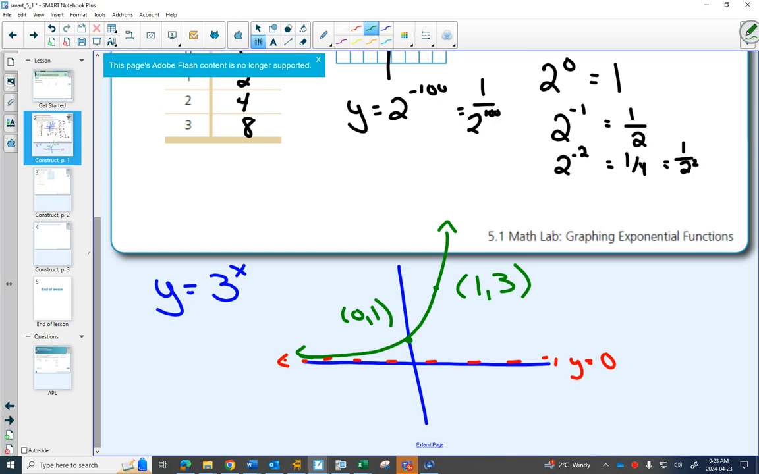So now you can graph 5 to the x. It would have 0, 1 and 1, 5. And then we're going to do our transformations: stretches, compressions, shift it left, right, up and down. All of that we get to review with these graphs as well.